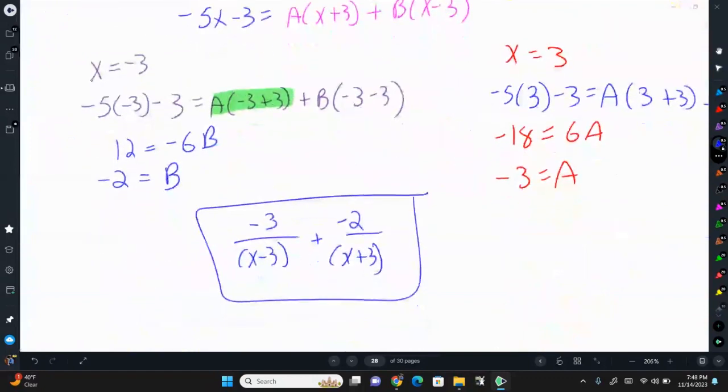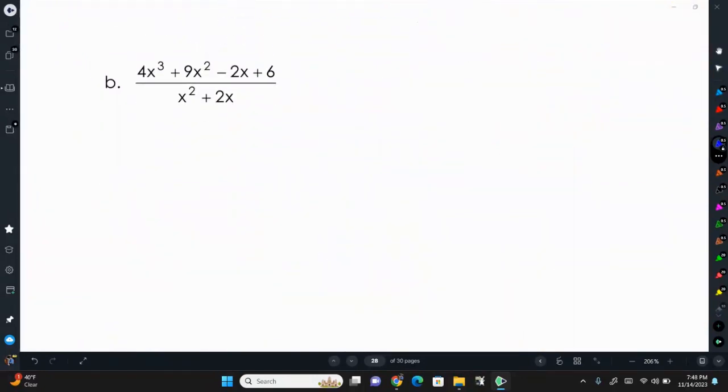All right, then letter B. Letter B is different because the degree in the numerator is 3 and the degree in the denominator is 2. So what we have to do is use long division for this.